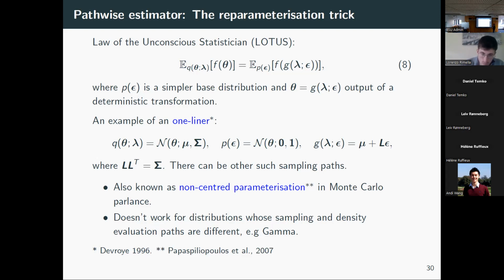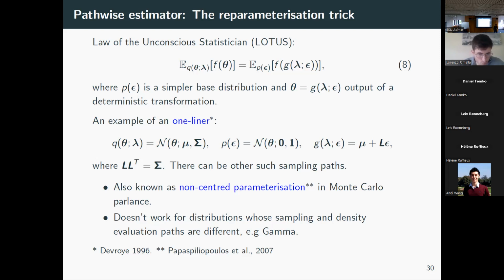In that way, we reparameterize so that the parameter theta becomes the output of some sort of invertible, differentiable, deterministic transformation. I think Devroye came up with the term one-liner. Obviously, the most famous and most popular is this one, right? We just have a one-line transform. And remember, this is basically what we know in statistics as non-centered parameterization. Basically, that's the trick.